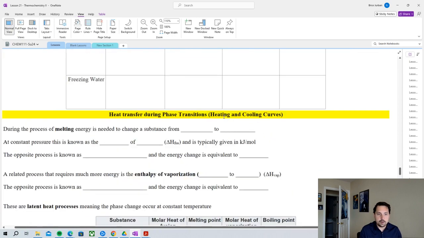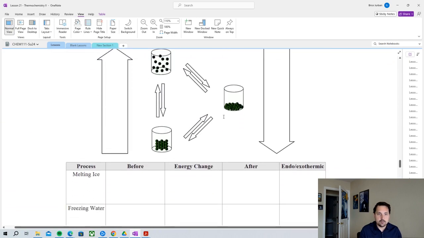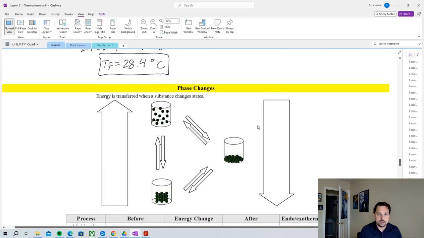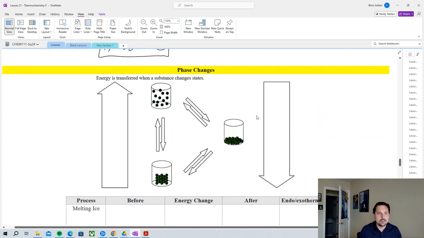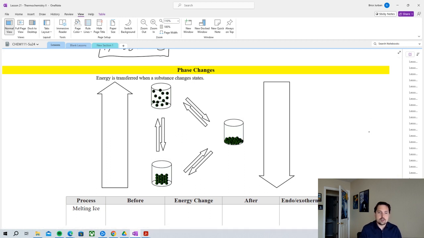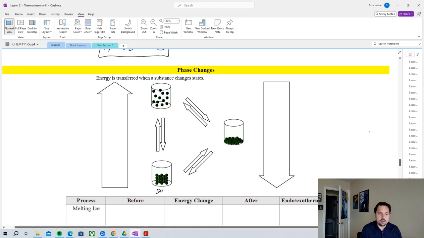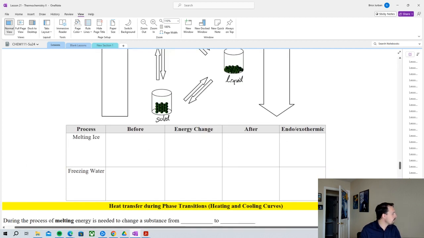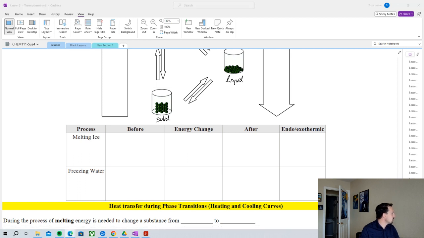Okay, so let's talk about phase transitions, and I'll close off with some molecular basis of heat capacities. Sorry, this is so long. Energy is transferred when a substance changes states. We're kind of familiar with this already. Down here I have a solid, I have a liquid, and I have a gas. So what's occurring here, just one second.